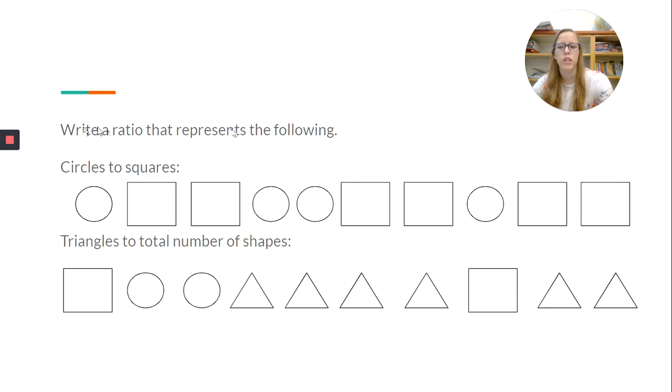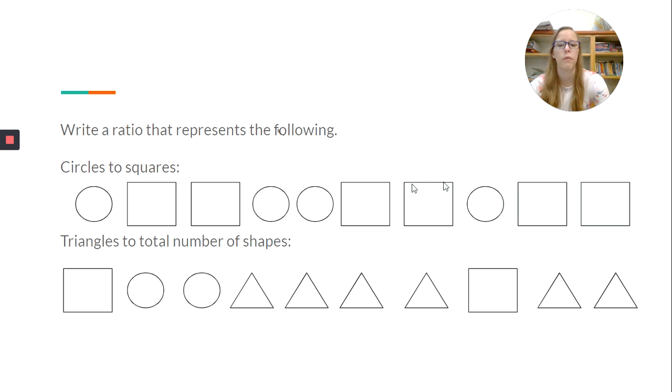So we have: write a ratio that represents the following: circles to squares. On your own, you're going to pause the video and work through this problem. You're going to first need to know how many circles and how many squares there are. And then for the second one, triangles to total number of shapes. So pause the video, work on this on your own, and then hit play when you're ready to see the answers.